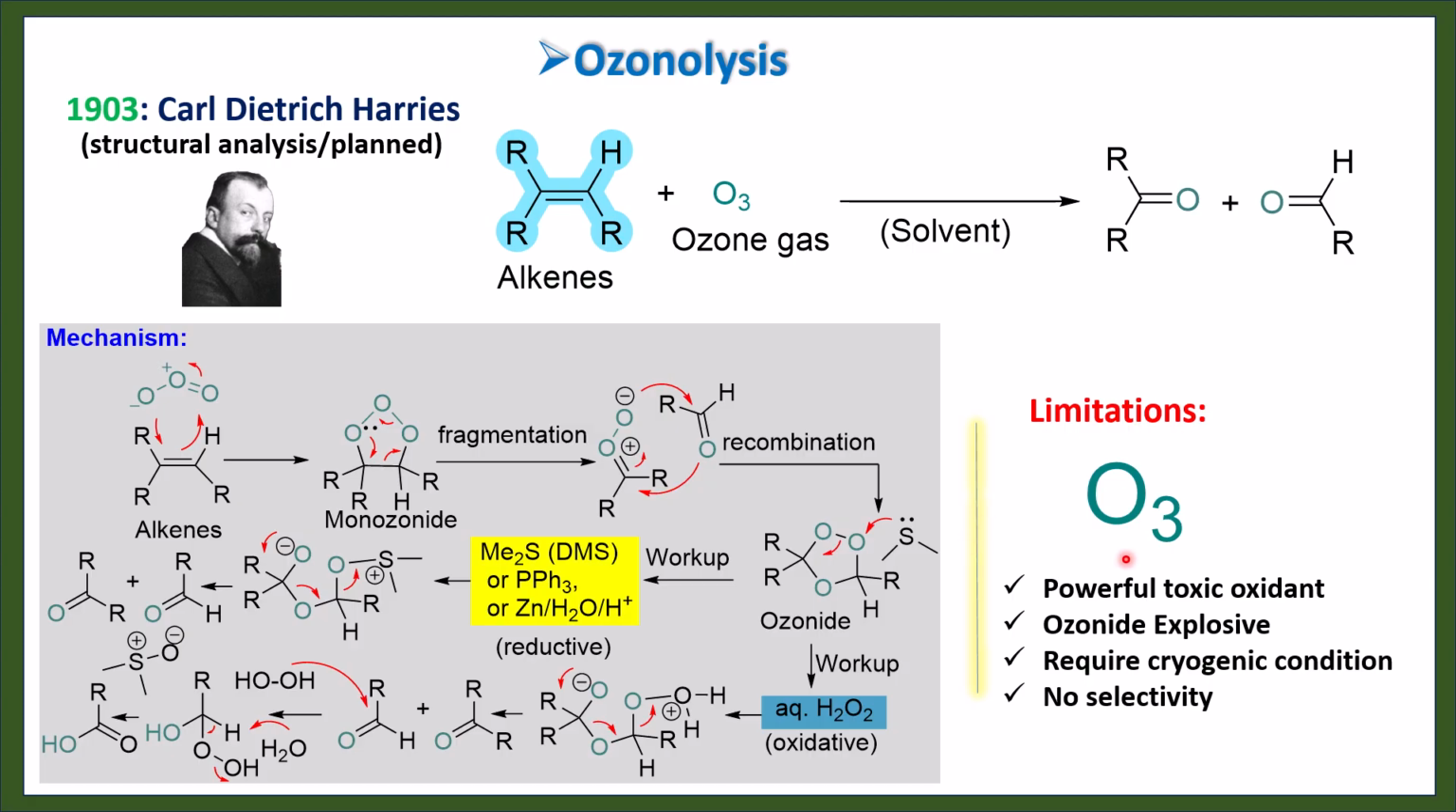Limitations of these reactions: ozone is a powerful toxic oxidant, and the ozonide that is formed is explosive in nature, so cryogenic conditions are required for the reaction setup. And as ozone is a highly powerful oxidant, there is no selectivity if there are many double bonds in the molecule; all of them are cleaved to give carbonyl compounds, so no selectivity is there.